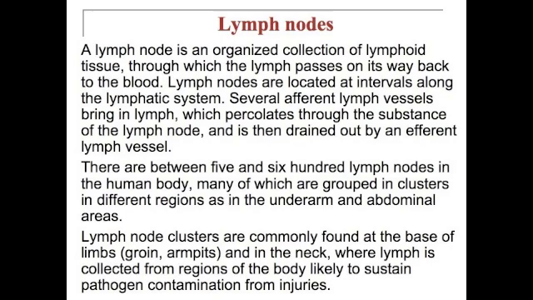There are between 500 and 600 lymph nodes in the human body, many of which are grouped in clusters in different regions, as in the underarm and the abdominal areas. Lymph node clusters are commonly found at the base of the limbs and in the neck, where the lymph is collected from regions of the body likely to sustain pathogen contamination from injuries.